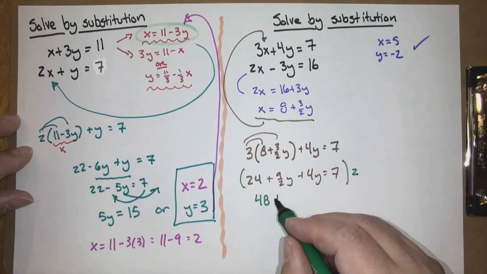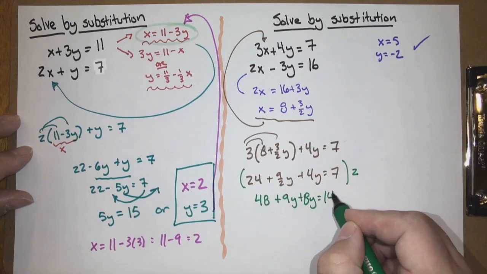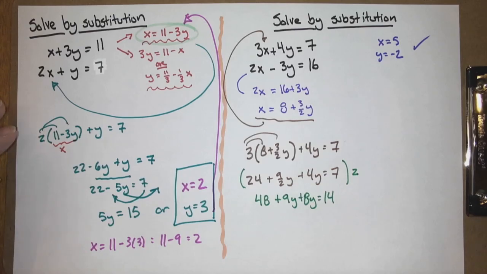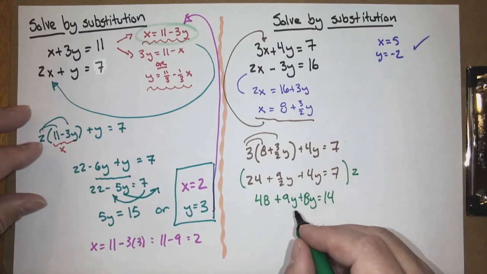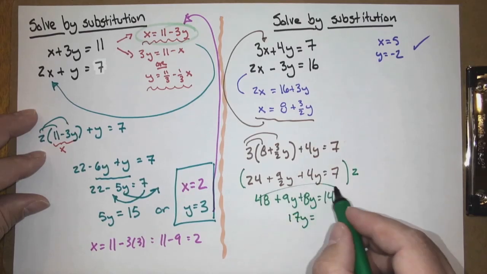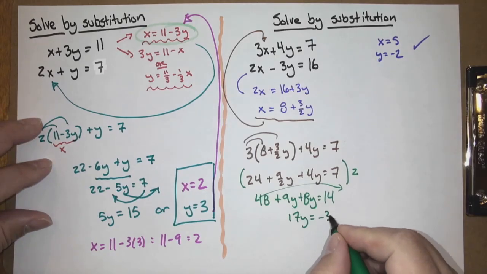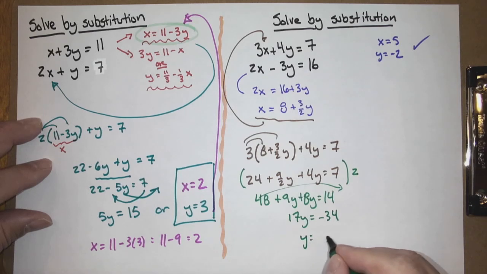So this becomes 28 plus 9y plus 8y equals 14. Now there's no fractions. 9y plus 8y becomes 17y. Now 14 subtract 48, okay, take that across. That's why they invented calculators. 14 subtract 48 is negative 34. So then y is negative 34 divided by 17, which becomes negative 2.